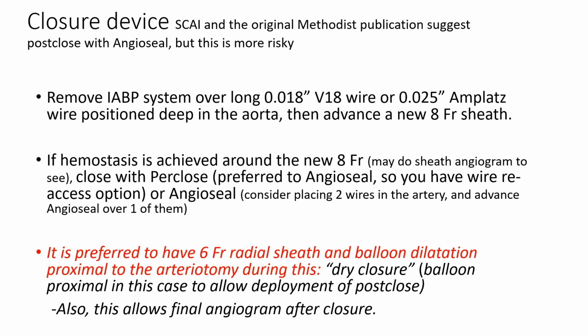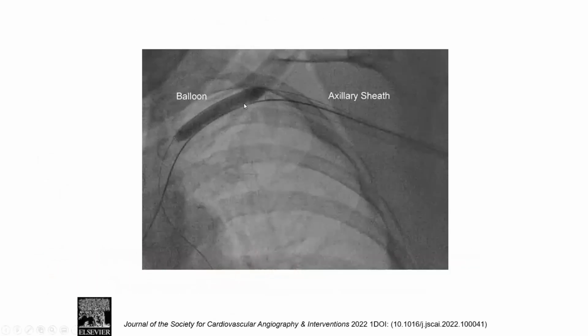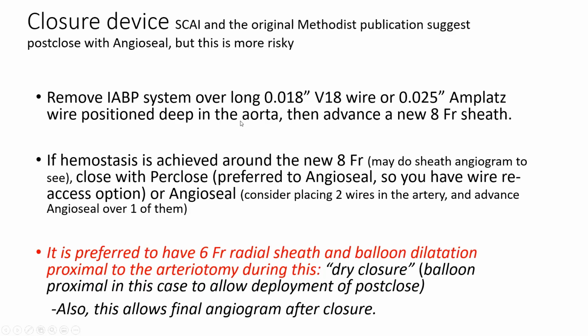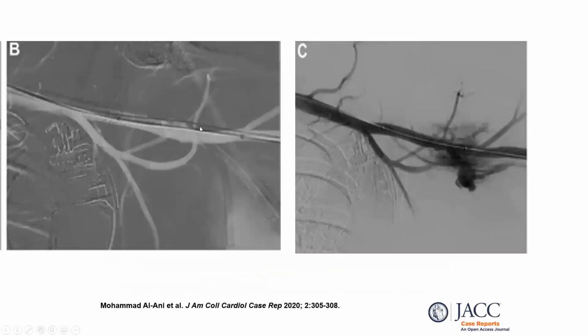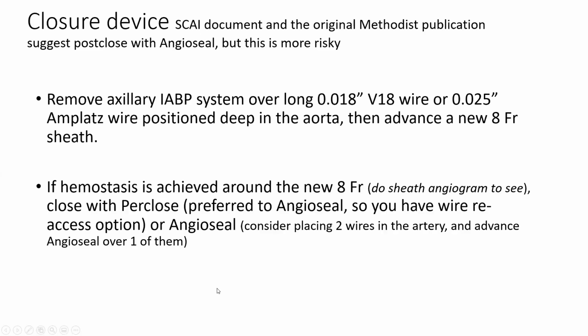Now, here's an idea. When you're doing closure device, you don't want the balloon to be across the sheath and across the arteriotomy, because you want to deploy the closure device here. You want the closure device to get stuck into that balloon. So in that case, you position your balloon, you inflate it proximal to the arteriotomy, then you remove the sheath and you deploy your closure device while the balloon is inflated.